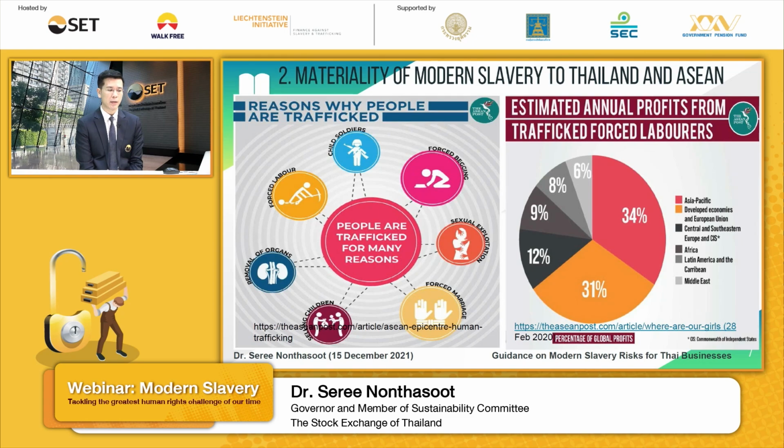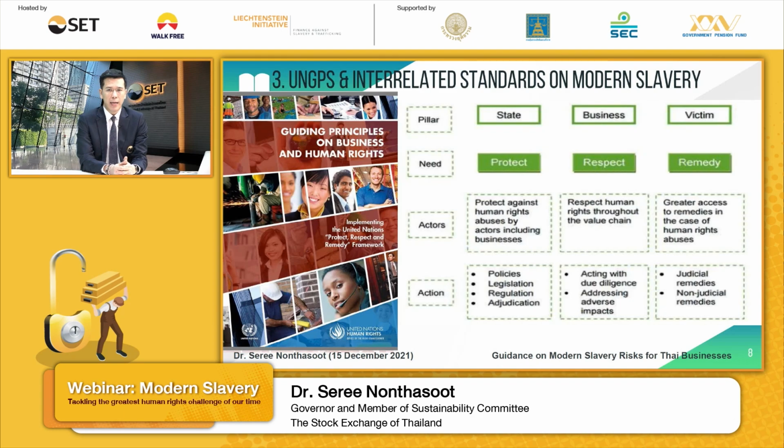In terms of materiality, the Stock Exchange of Thailand has ranked modern slavery and human trafficking as a material issue under the ESG framework. How is it material? If you look at the left-hand side, you can see that human trafficking is committed for so many reasons, for example, forced labor, forced begging, child soldiers, and forced marriage. And you can also see the profits or proceeds from human trafficking on the right-hand side, where Asia Pacific ranks #1, at 34%, among the regions that benefit most from human trafficking and forced labor.